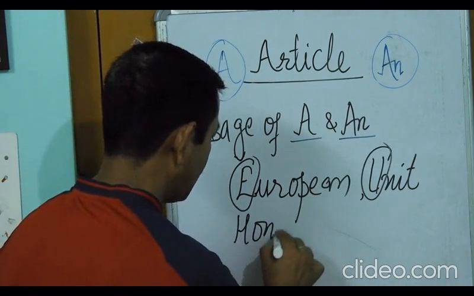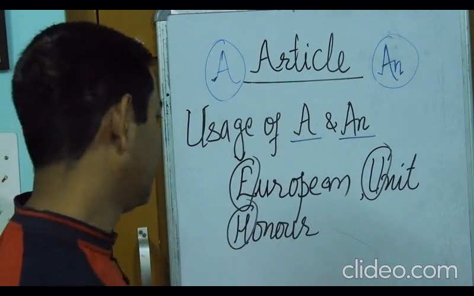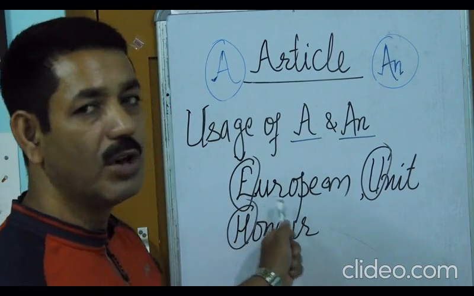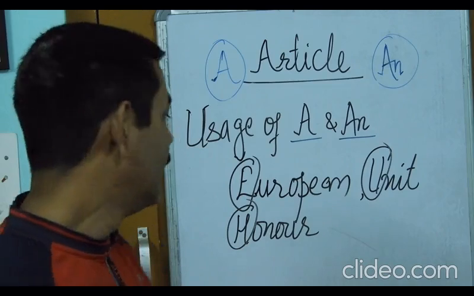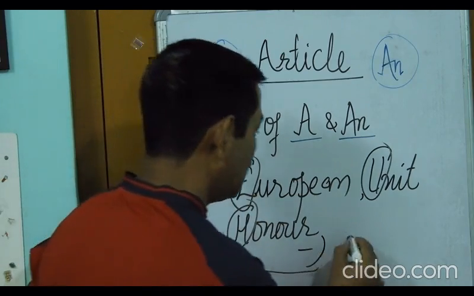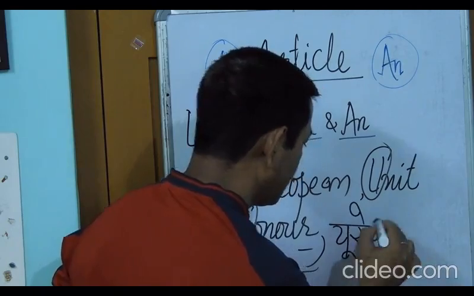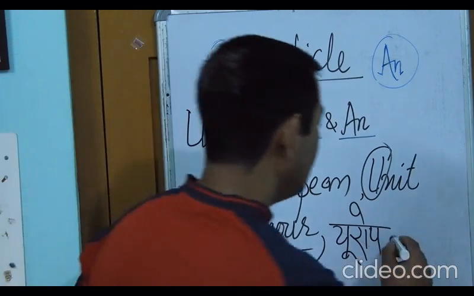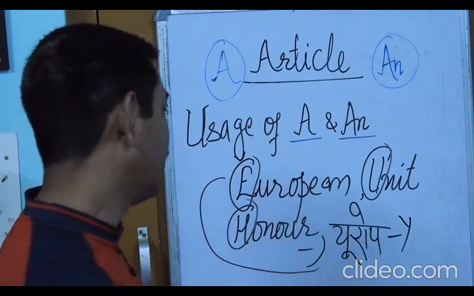Now, H-O-N-O-U-R, honour. The first alphabet is a consonant. Here, when we pronounce European, we don't pronounce it as E. We pronounce it as Yoo. If I write it in Hindi, it will start with the sound ya. And for ya in English, we use Y. That means this word is pronounced with a Y sound, not as E.